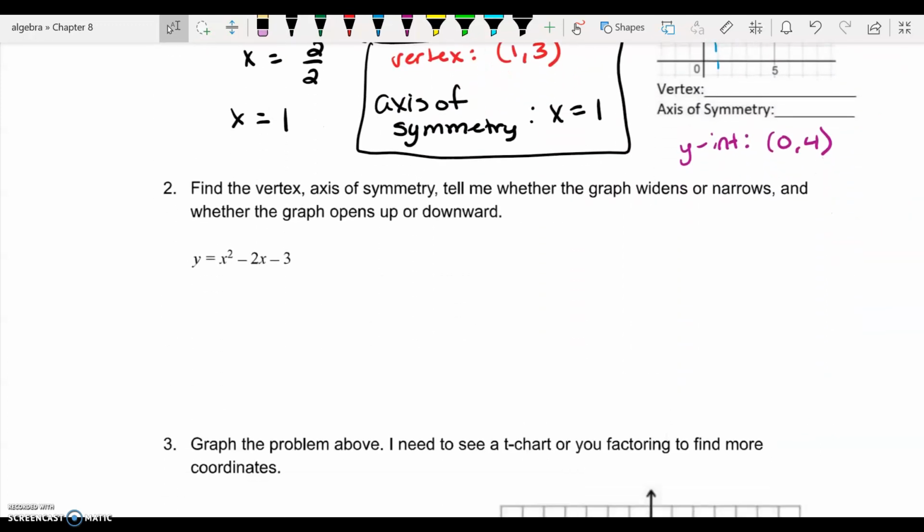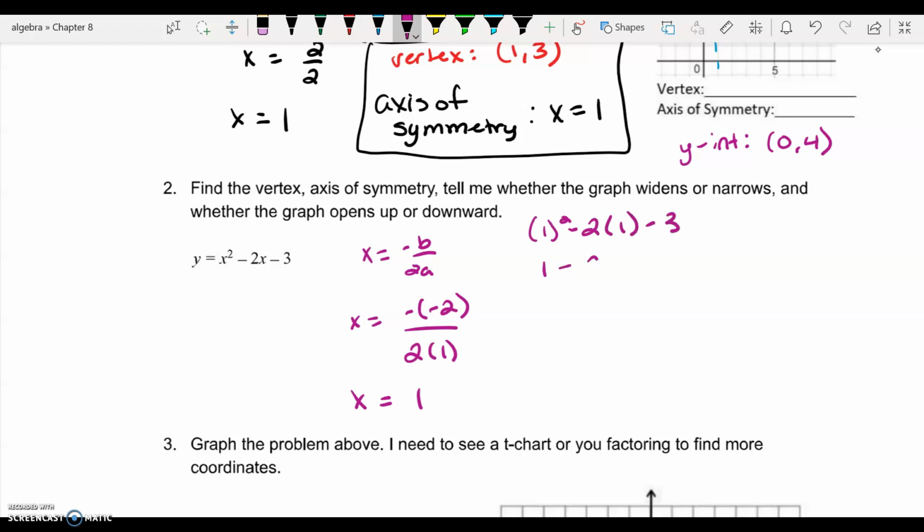All right, the next thing that we're going to do is find the vertex, axis of symmetry, whether it widens or narrows, and whether the graph opens upward or downward. So in this case, the vertex is still x equals negative b over 2a. I'm going to get x equals negative 2 over 2 times 1, which is a positive 1 again. I'm going to plug it in and solve it, you get negative 4. So my vertex is at 1, negative 4.